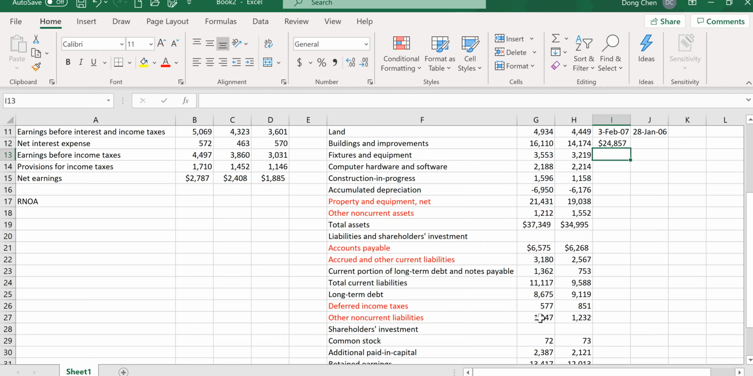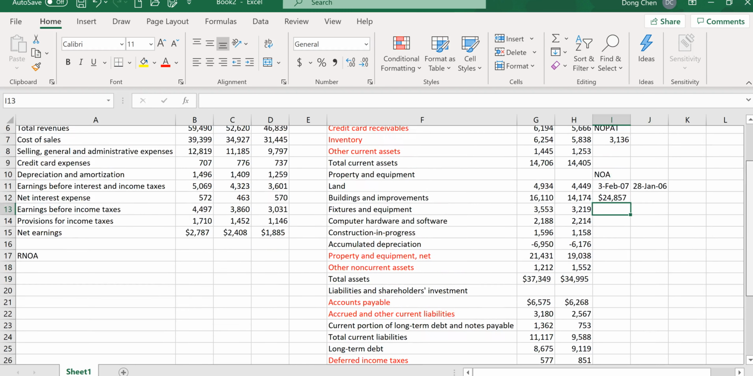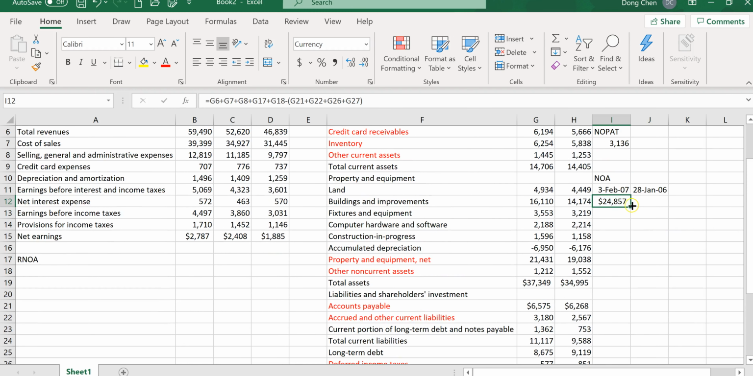And so that's it. So that's for 2007, and then we can just click on the cell, and this extends to 2006, and this is the number for net operating assets for 2006.